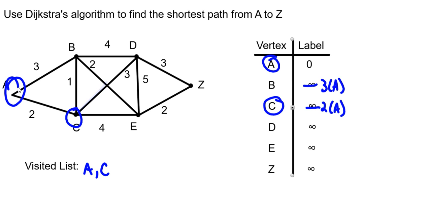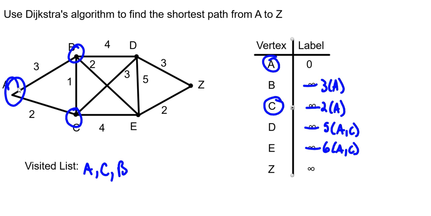5 is certainly better than infinity, so we'll relabel D as 5 coming through A and C. And then we'll also be able to reach E this way at a total cost of 6, which again is better than infinity. So now we're looking at 3 vertices here, well 4 if you include Z, that haven't been visited, and we want to choose the cheapest one available, which will be B. So we'll add B to our list, we'll come up here, and now we'll start exploring paths through B.